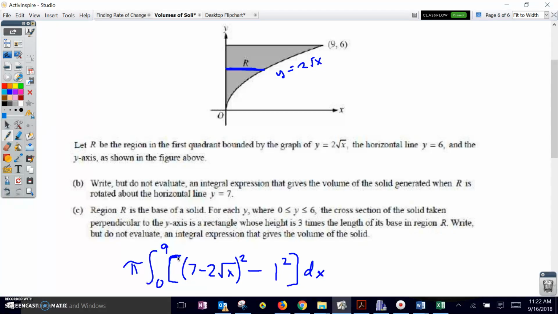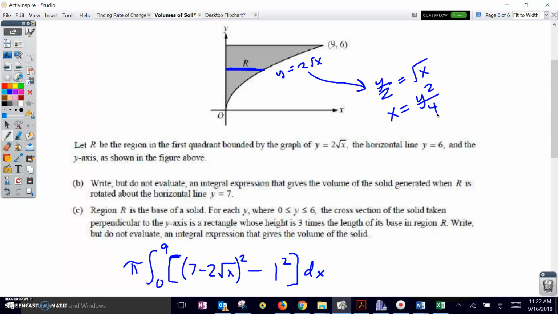So things that I need to do, I need to solve and get the equation for this curve as x equals a function of y. That's simple enough. We divide both sides by 2 and square both sides, and we get that x is equal to y squared over 4.